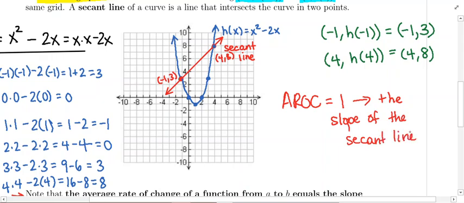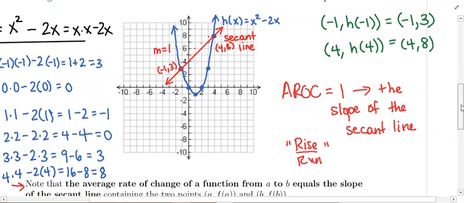And I know we haven't done lines yet, but I'm sure you've done lines in the past. Slope is rise over run. So look at this. I'm going to start at negative 1, 3. If I go up 1 over 1, up 1 over 1, up 1 over 1, up 1 over 1, up 1 over 1, I get to the other point. That proves, because my rise is positive 1 and my run is positive 1 every time I do this, the slope of this red line is 1. Slope is usually designated with the variable m. The slope of this secant line is 1. That's what the average rate of change is.